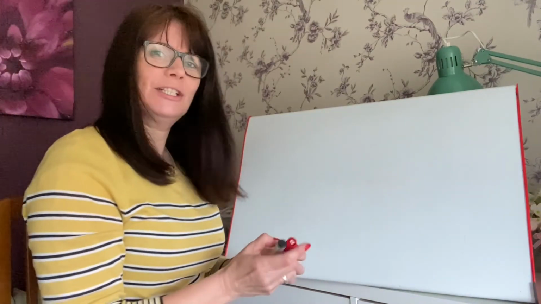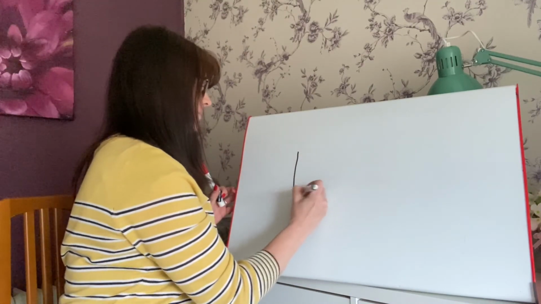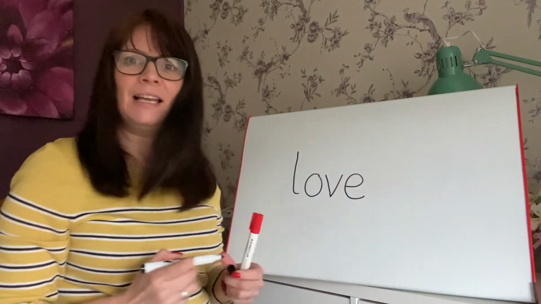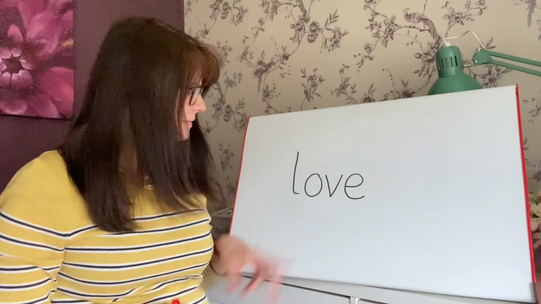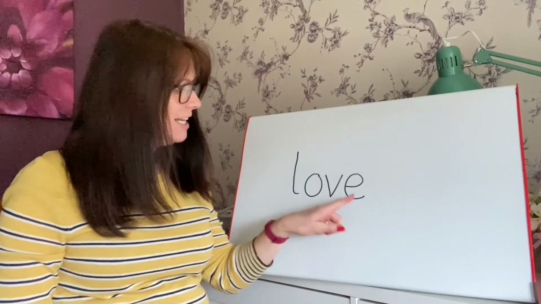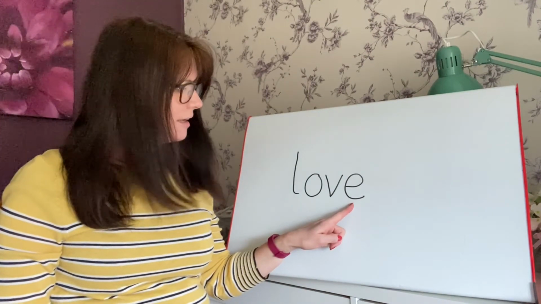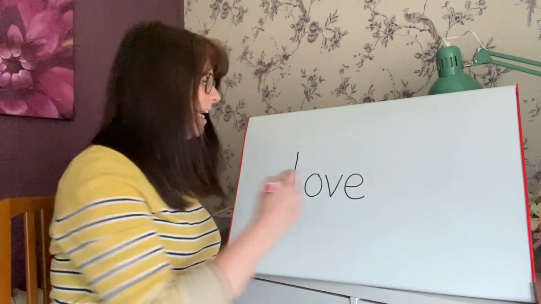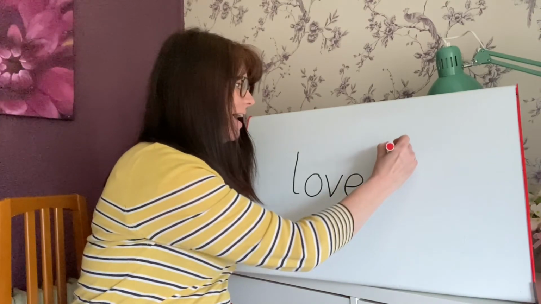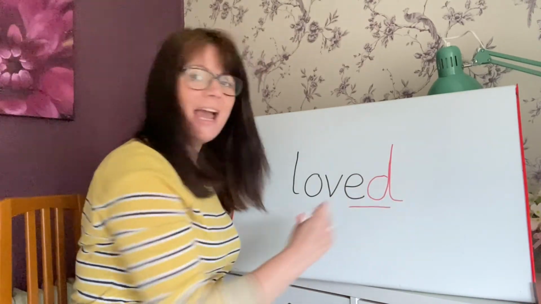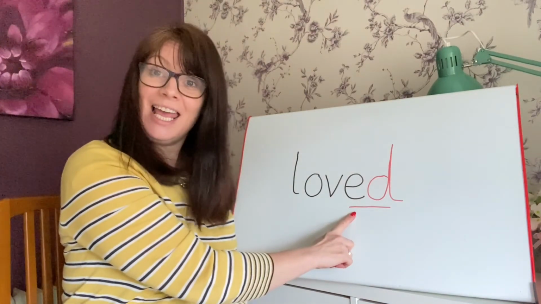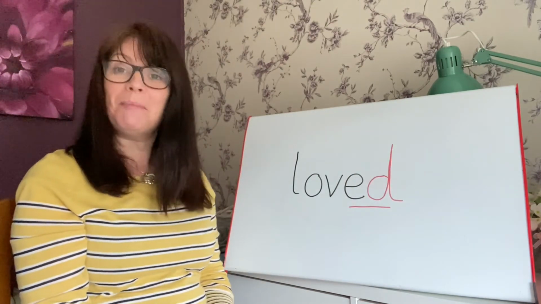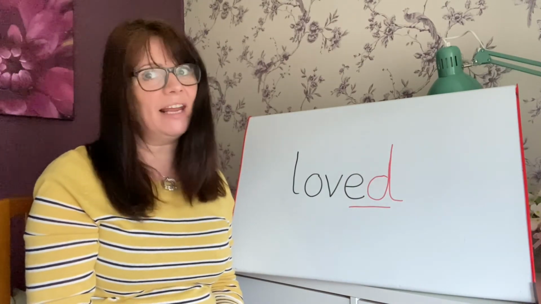Let me think of a word. Like the word love. Love. It ends in the letter E. So if we want to make it past tense, all we have to do is add a D, because the E's already there. Love, loved, past tense. I loved that cake I ate yesterday.